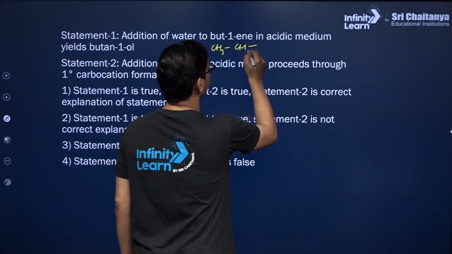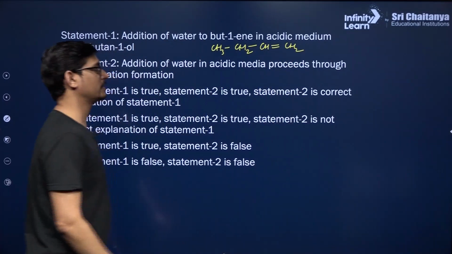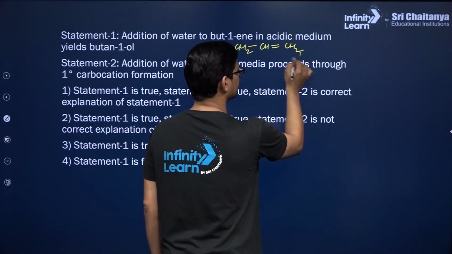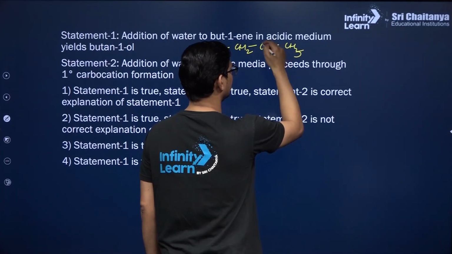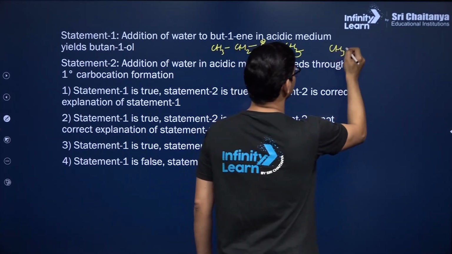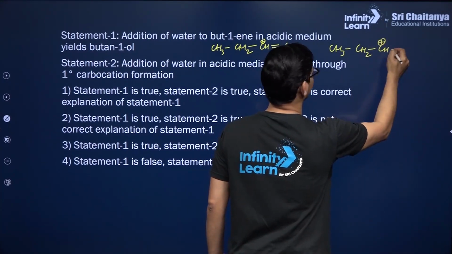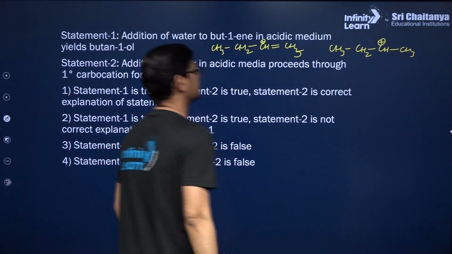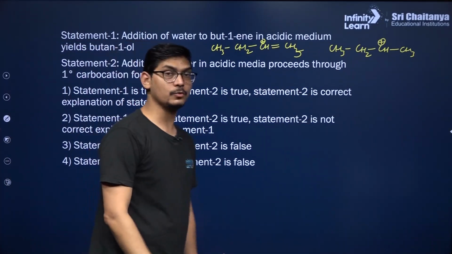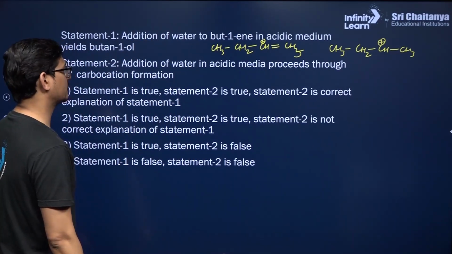So this is CH3, CH2, CH2, this is but-1-ene. Now in acidic medium, as hydrogen adds, the positive charge comes on this carbon, right? So basically what do you get here? CH3, CH2, CH positive, and then CH3. Okay, so it gives you butane-2-ol and not butane-1-ol, as you would expect. So butane-1-ol is not the product.